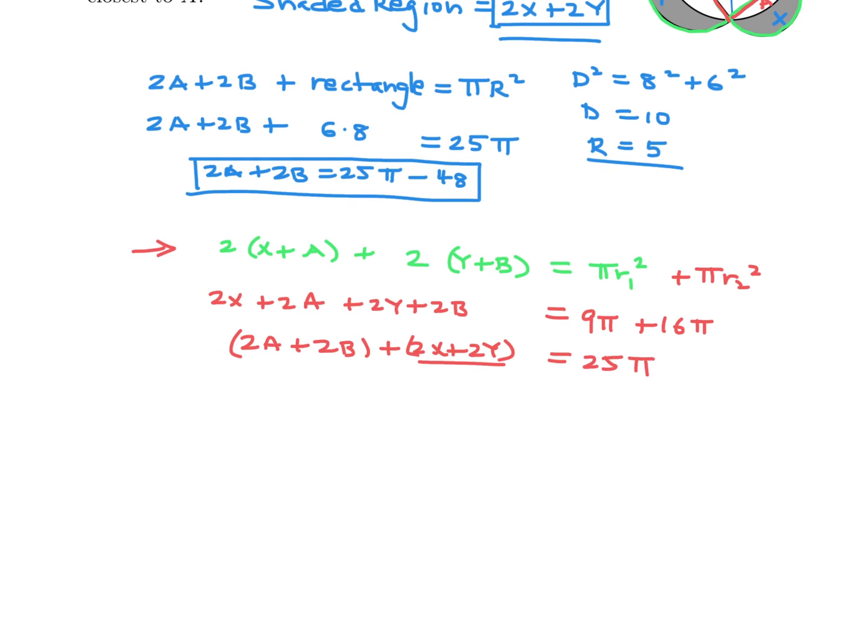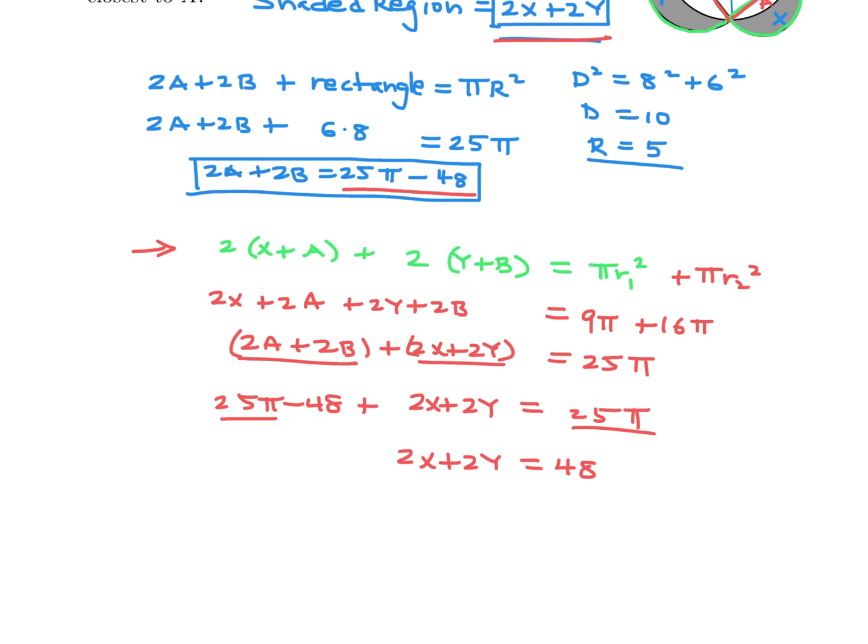Okay, we're almost done. This 2x plus 2y is what I'm trying to figure out. This I know is this guy, so put that in there: 25 pi minus 48. And then we are almost done. The 25 pi's on both sides cancel. 2x plus 2y, therefore, is 48. And 48 is the answer to the question.